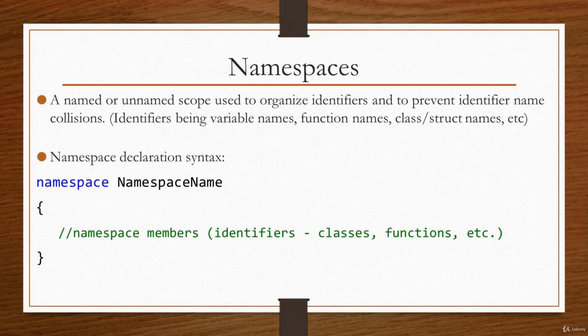And unlike a class or a struct or enumeration, you do not end a namespace off with a semicolon, because this is not going to be instantiated. This is simply a scope that you can access by qualifying the identifier with the namespace name. And within the body of the namespace declaration, you are going to have your namespace members, or in other words identifiers, so your classes, functions, and so on. Okay, let's just move on to a quick example in Visual Studio.